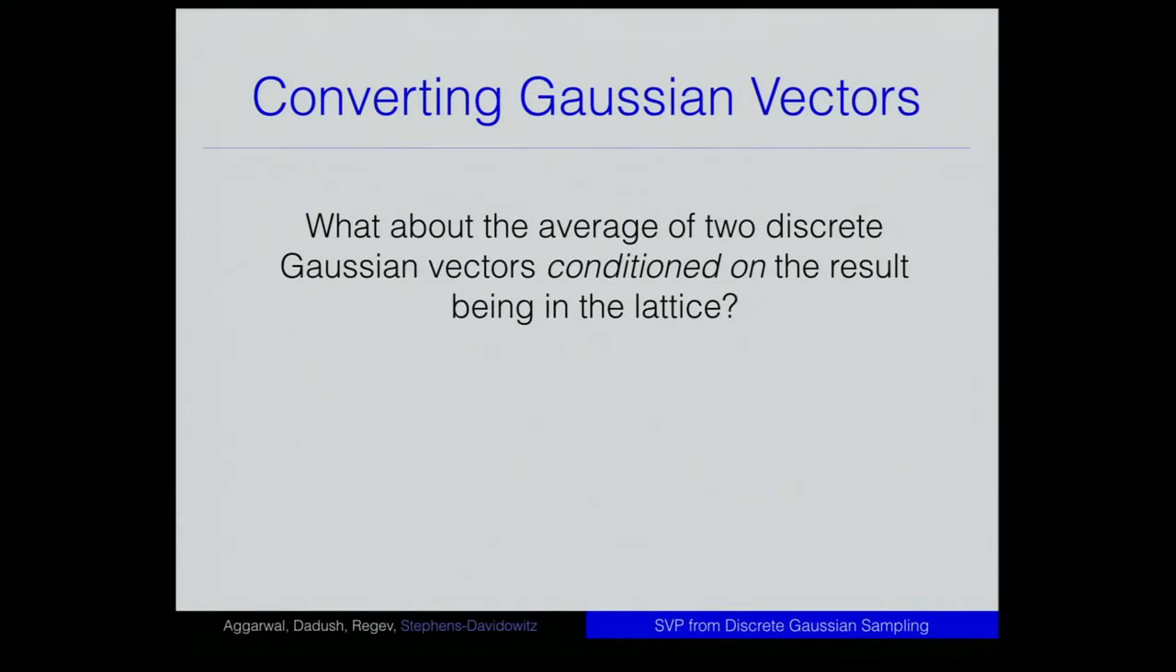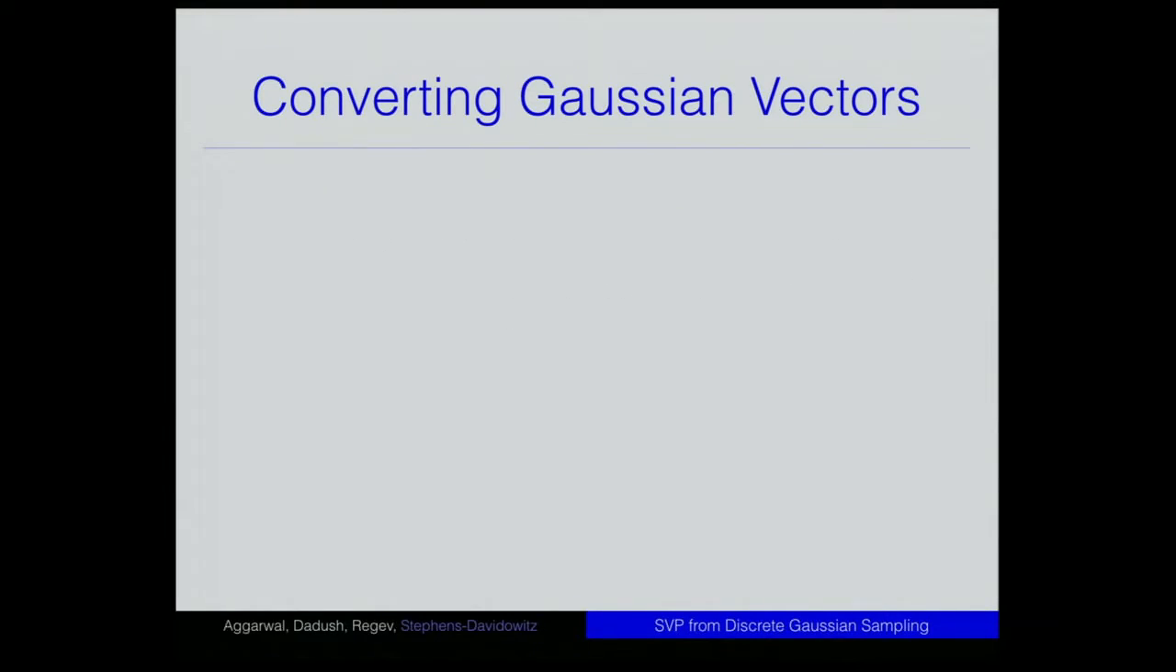So it seems like we haven't gotten anywhere, but I'm giving you this talk because we did get somewhere. So we can ask, what about conditioning on the vectors landing in the lattice? And now I'm going to give you a sort of proof by picture. So the question is, if I have 2 vectors sampled from the discrete Gaussian with the same parameter, and I take their average, and I condition on the result being in the lattice, what do I get?